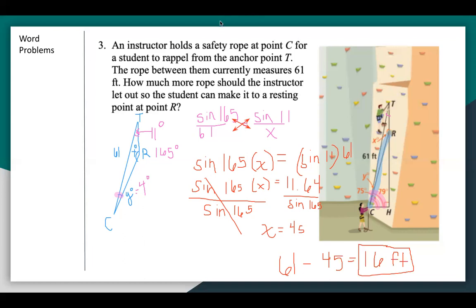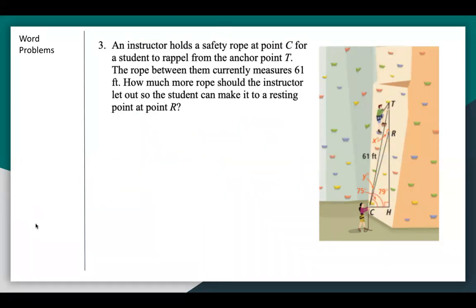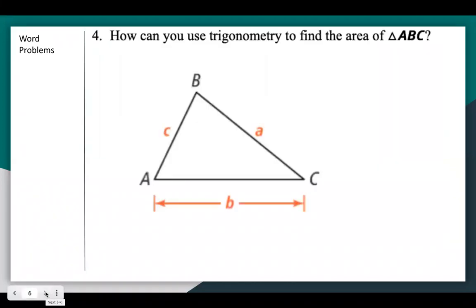All right, so I'm going to move on. Hopefully everyone had this copied down into their notes. Let me clear this drawing, and I'm going to answer our last question for today, which deals with how we can use trigonometry to find the area of triangle ABC.